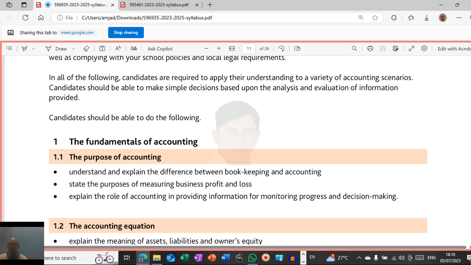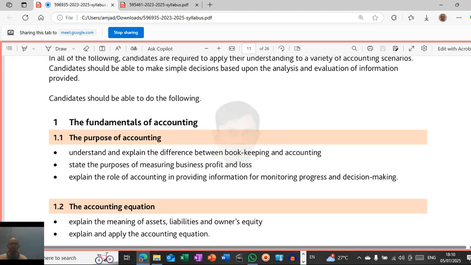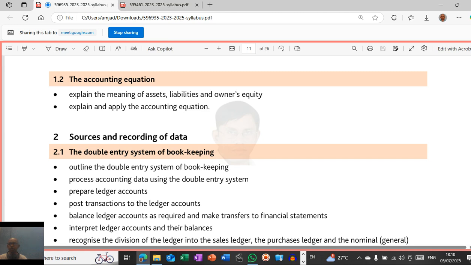Then the second lesson is unit 1.2, the accounting equation. Explain the meaning of assets, liabilities, and owner's equity. Explain and apply the accounting equation. In this lesson, we will learn what are assets, what are liabilities, what is owner's equity, and how to apply the accounting equation, how to use it, how to prepare it. All those things we will be learning in 1.2.